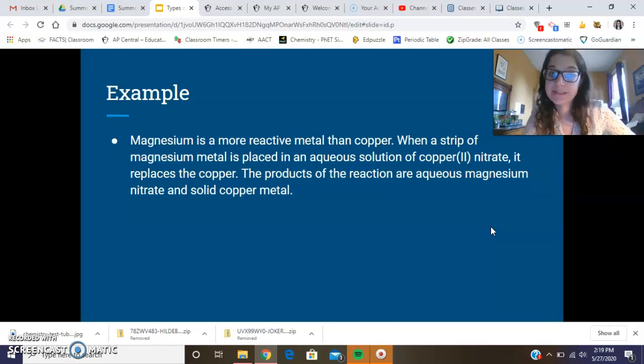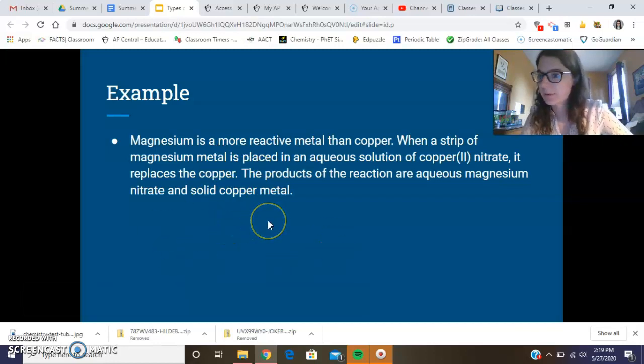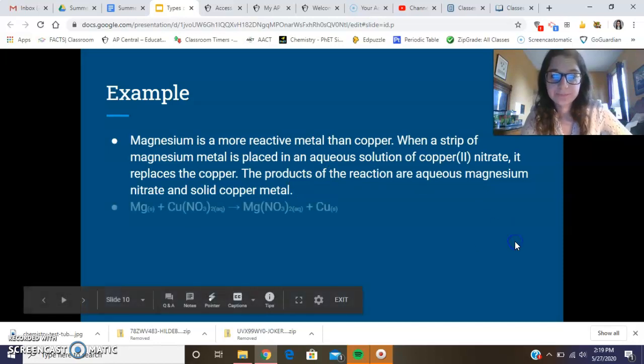We're starting with magnesium solid and copper 2 nitrate as an aqueous solution, so that means it's mixed with water basically. And then we have a single displacement reaction. Magnesium is going to replace copper to have a magnesium nitrate complex, and then we're going to have copper left over out on its own, which would be solid copper because copper is a solid at room temperature. So here's our skeletal equation.